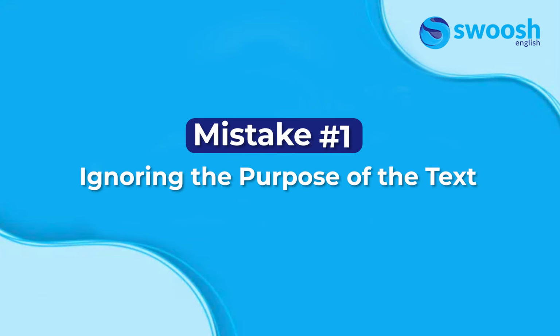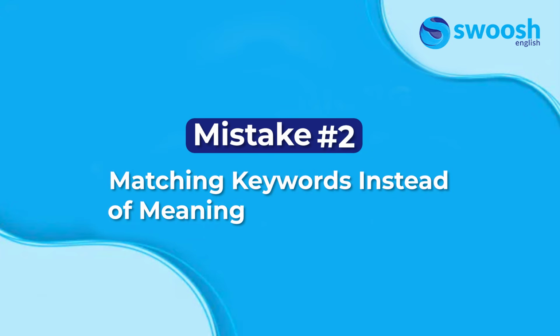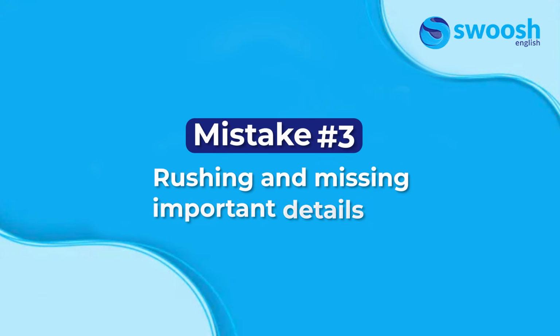So let's recap those 3 big mistakes. Number 1, ignoring the purpose of the text. Number 2, relying too much on keywords. And number 3, reading too quickly and missing important details. Now you know the mistakes, let's look at how to practice Part B the right way.